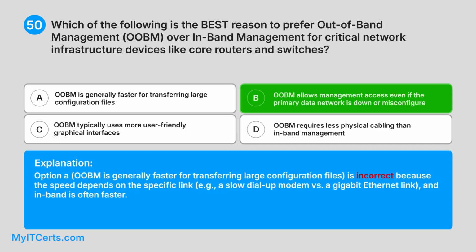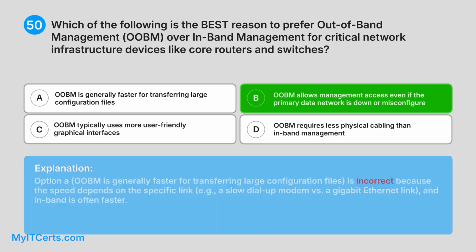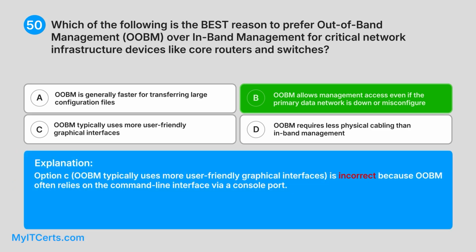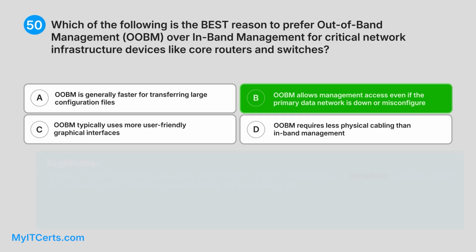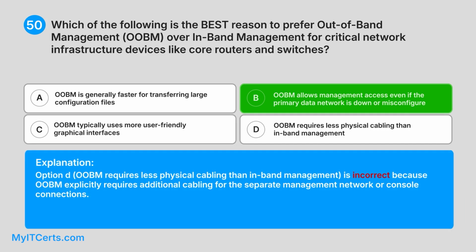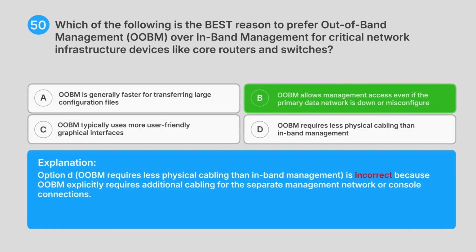Option A, OOBM is generally faster for transferring large configuration files, is incorrect because the speed depends on the specific link. For example, a slow dial-up modem versus a gigabit Ethernet link. An in-band is often faster. Option C, OOBM typically uses more user-friendly graphical interfaces, is incorrect because OOBM often relies on the command line interface via a console port. Option D, OOBM requires less physical cabling than in-band management, is incorrect because OOBM explicitly requires additional cabling for the separate management network or console connections.